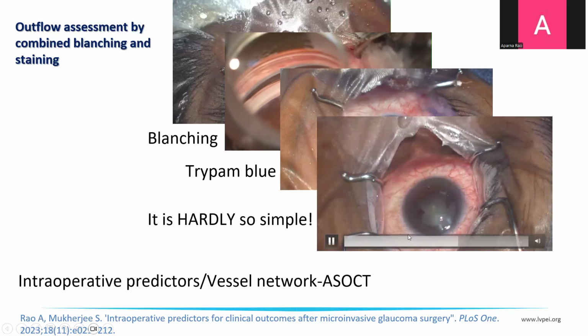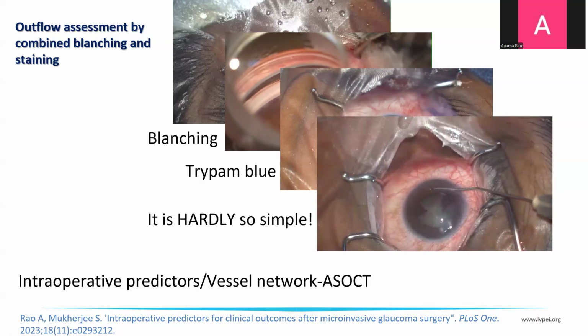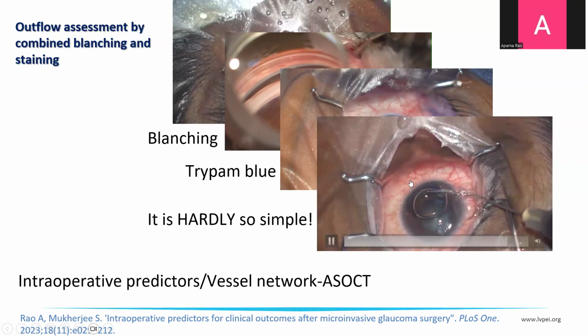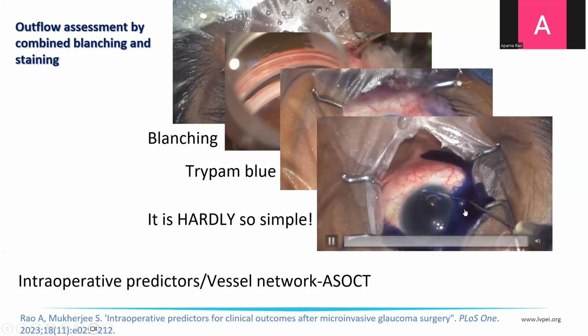And to add to the confusion, we also have a staining that is seen to be restricted in a very diffuse pattern in a small area despite the extensive blanching seen almost over 5 clock hours in this eye, as can be seen here.